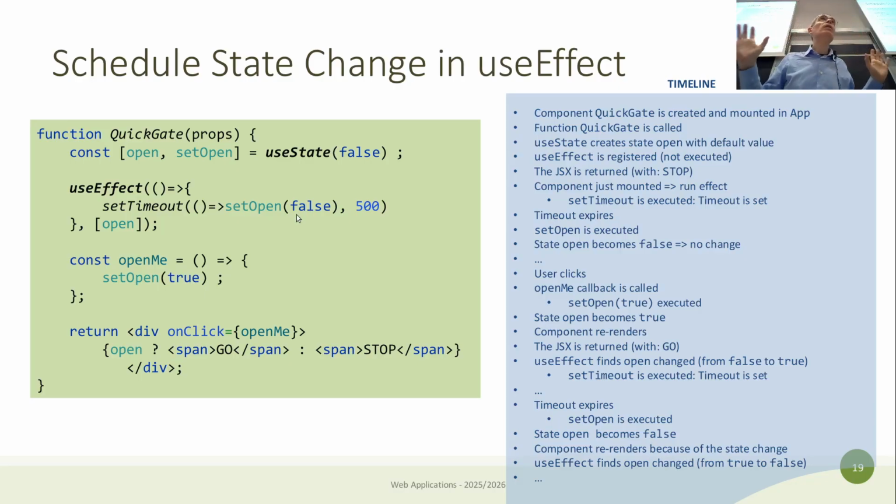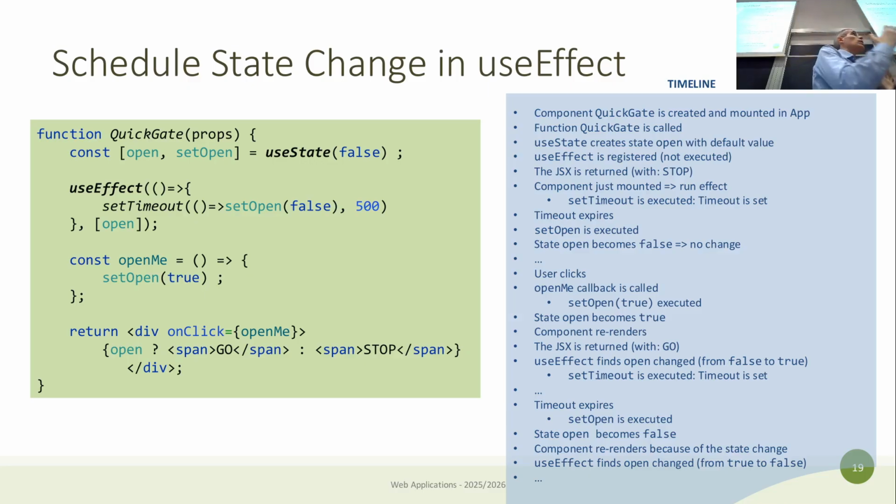Until now, we do nothing. The timeout expires. The function that contains the set open false is executed. State open becomes false. So we have set open false. It's already false. Nothing happens. React doesn't re-render the component because the state didn't change.